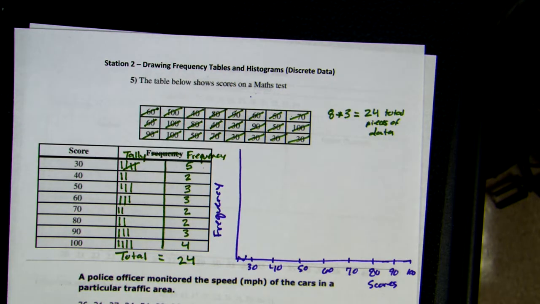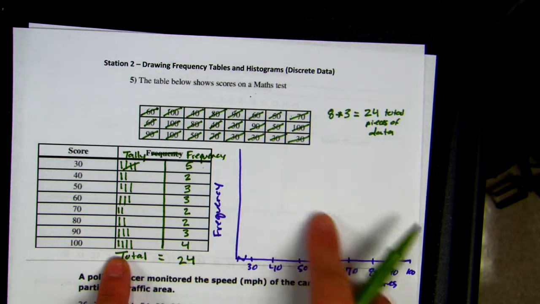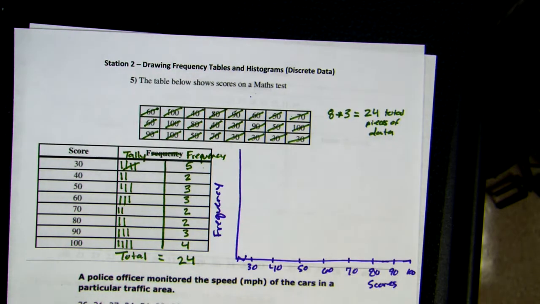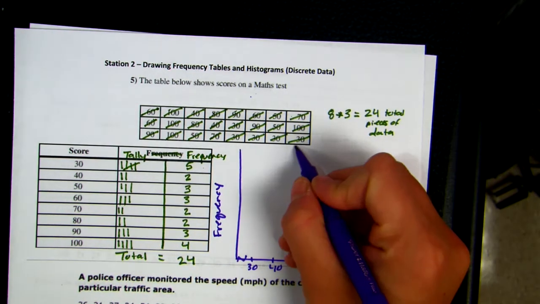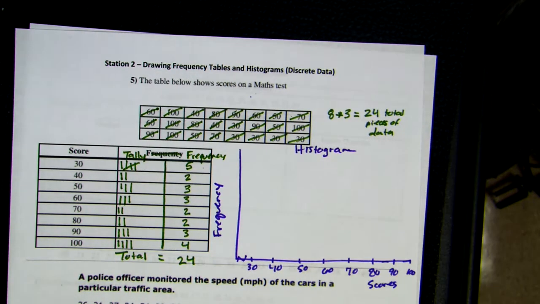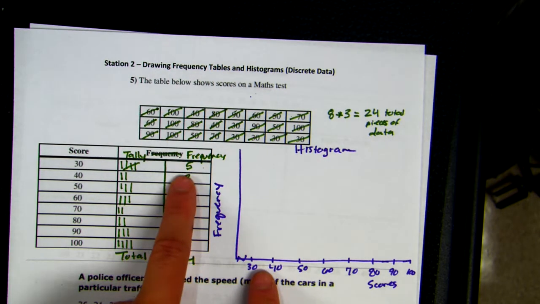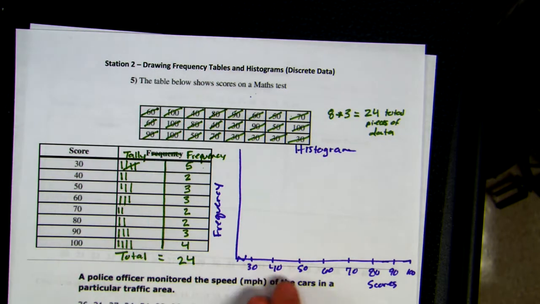Okay, so I've organized my data into a frequency table. Next thing I want to do is organize that into what we call our histogram, or essentially our bar graphs. Now for the histogram here, I know that I am only counting 5 of the number 30, so my bars should not be connected.